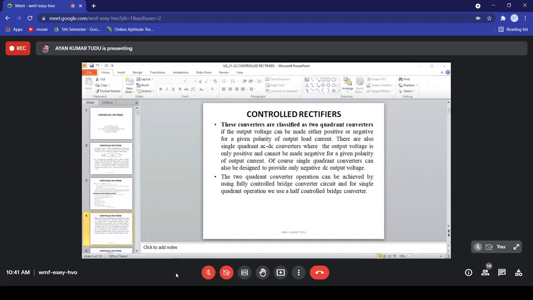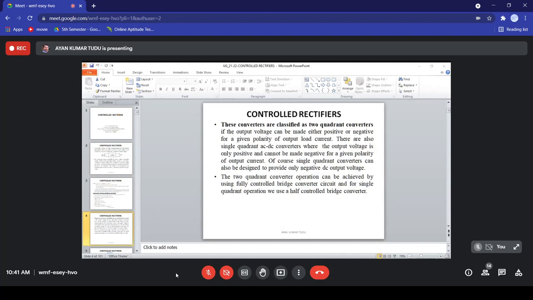There are also single quadrant AC to DC converters, where the output voltage will have only one polarity, that is positive. So the output voltage is only positive and cannot be made negative for a given polarity of output current. Single quadrant converters can also be designed to provide only negative DC output voltage. Two quadrant converter operation can be achieved by using a fully controlled bridge converter circuit, and for single quadrant operation, we will use a half controlled bridge converter.